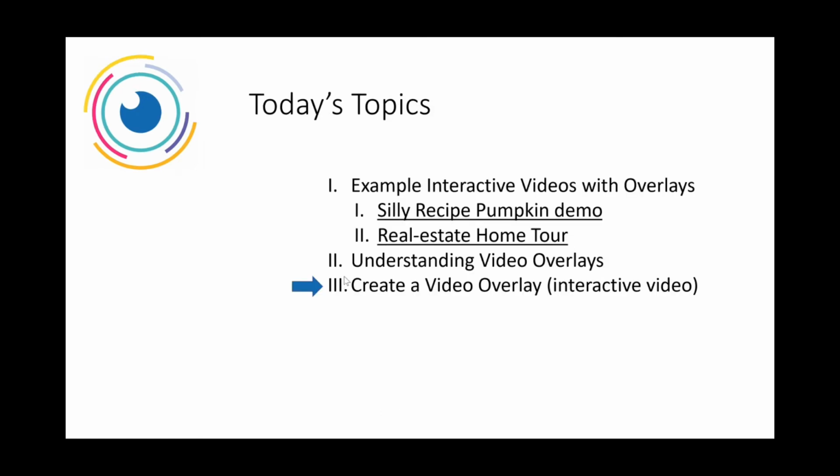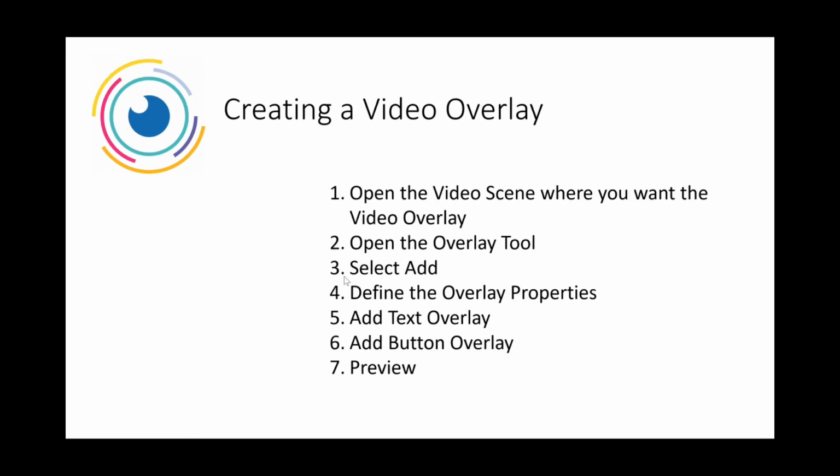So, let's get at it. Let's see what it's like to create an overlay. There are a few basic steps we're going to take you through. 1, we're going to open a video scene where you want to put the overlay. 2, we're going to open the overlay tool. 3, we're going to select add. 4, we're going to define the overlay properties. And then we're going to add a text overlay and a button overlay. Pretty simple. Let's get started.